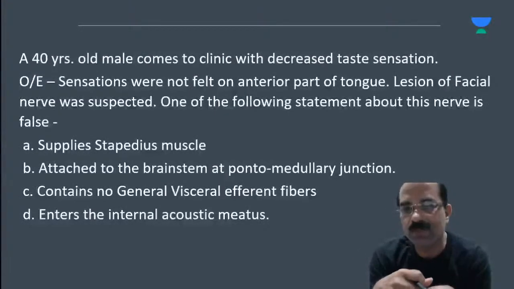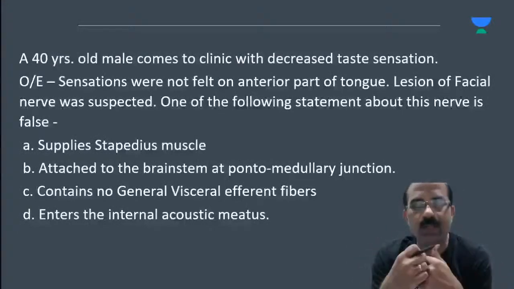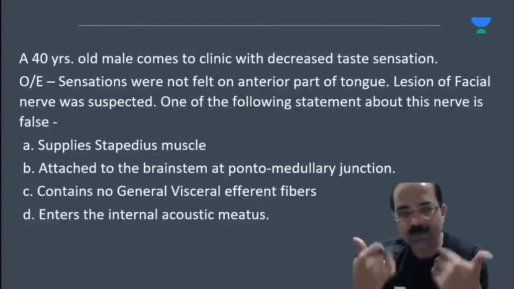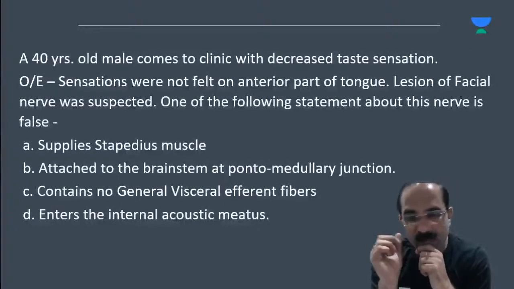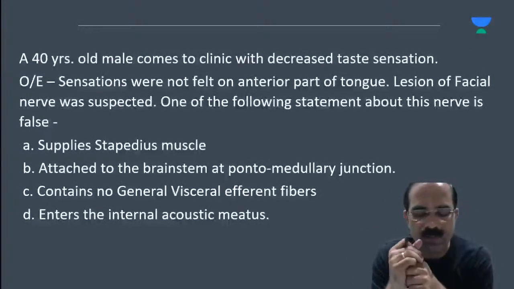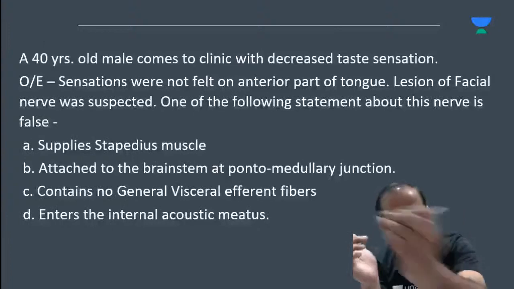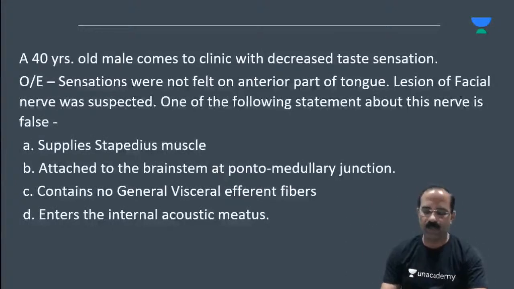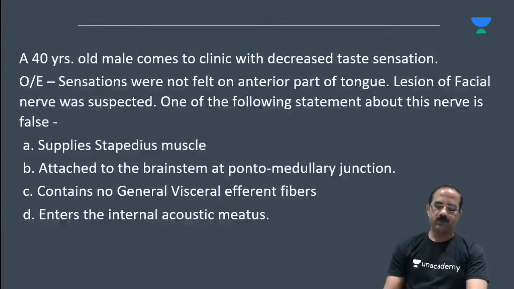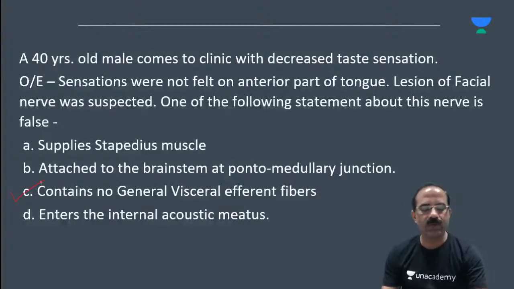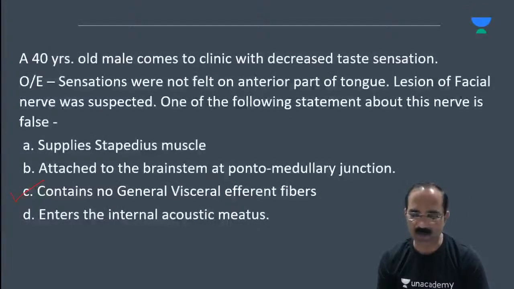Posterior 1/3 of the tongue, who supplies? Glossopharyngeal nerve. And the posterior most part of the tongue, who supplies taste sensations? That's the internal laryngeal nerve, a branch of vagus. Okay. So the answer is C for this. Very good.